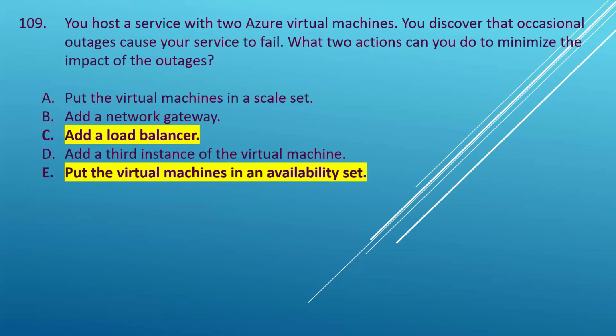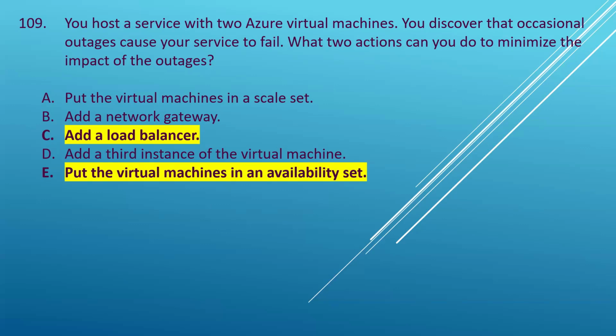The next option, which is option B, add a network gateway. A network gateway is typically used for connecting on-premise networks or remote networks to Azure, and it does not directly address virtual machine high availability.